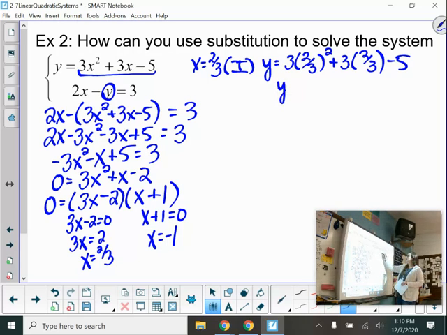You don't want to round those decimals that have fraction equivalents. So whenever you solve this, you actually end up getting -5/3, which means our ordered pair is 2/3, -5/3.